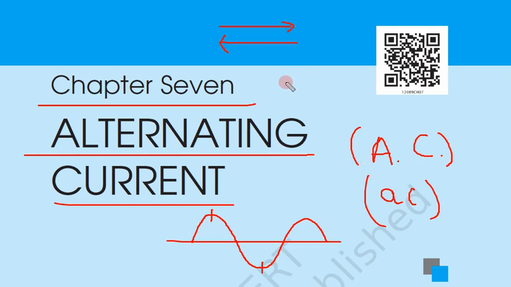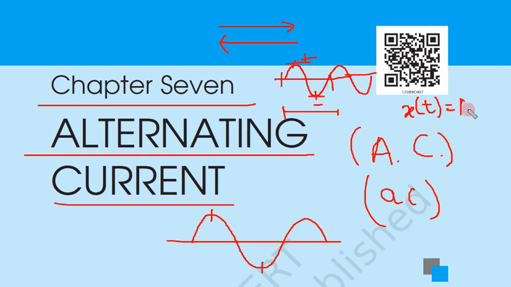Now let us go back to some basics. We have learned about sinusoidal waves in chapter 14 of class 11th, waves. This is plus half, this is minus half, and from this side to this side is called one oscillation. This is the maximum value, and this is the maximum value on the other side. And how did we represent this? We represented it as x of t equal to a sine omega t, because this is a sine wave.